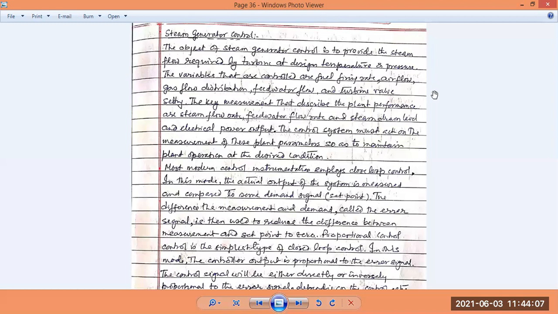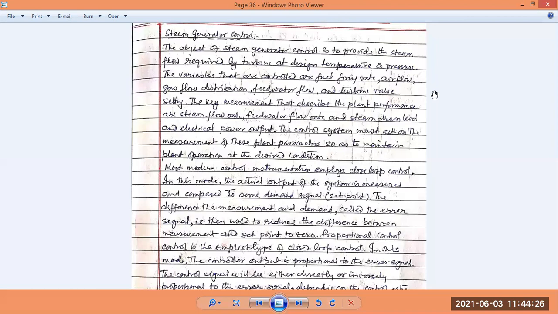Electrical power output: how much power you are supposed to generate per hour, how many megawatts per hour and per second. This is the minimum requirement of output, and what should be the maximum with which you can produce. And before that, you have to control everything so that you can regulate the power output.